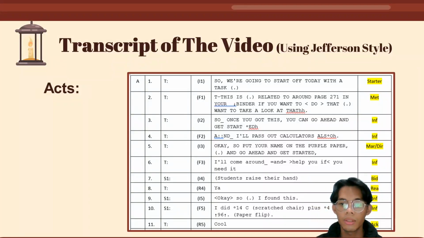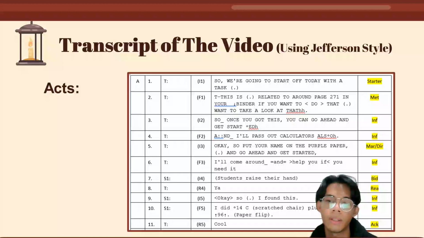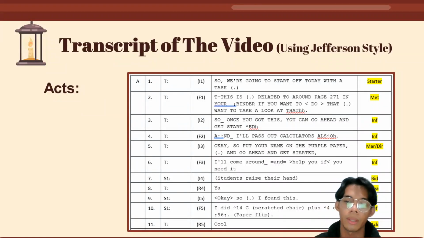And informing. "So once you got this, you can go ahead and get started. And I'll pass out calculators also." That is the informing. So the teacher is informing the students. And then here, mar slash there. Mar is the marker and directing. So it's a combination of a marker. Like, okay, okay is the marker. "Okay, so put your name on the purple paper and go ahead and get started." So there's also the directing, where the teacher directs the students to do so.